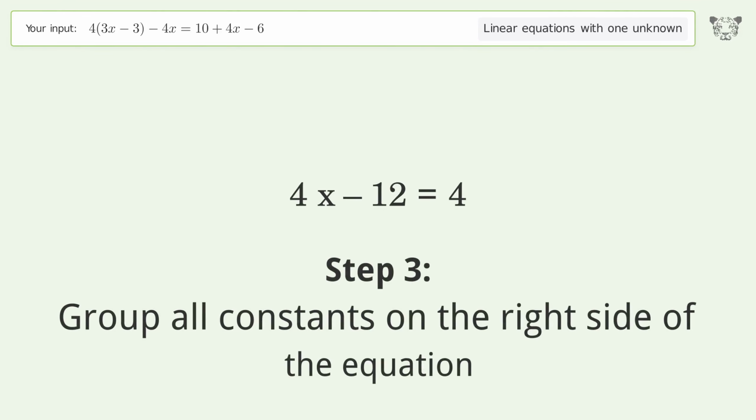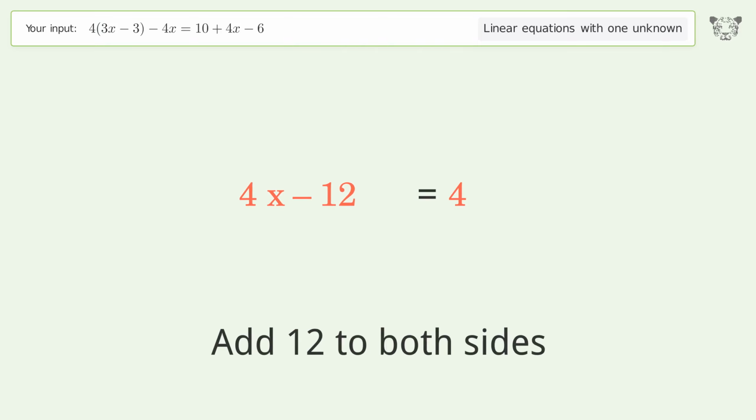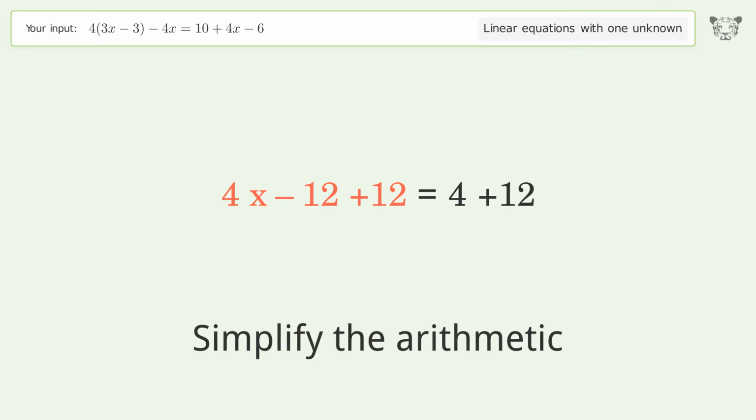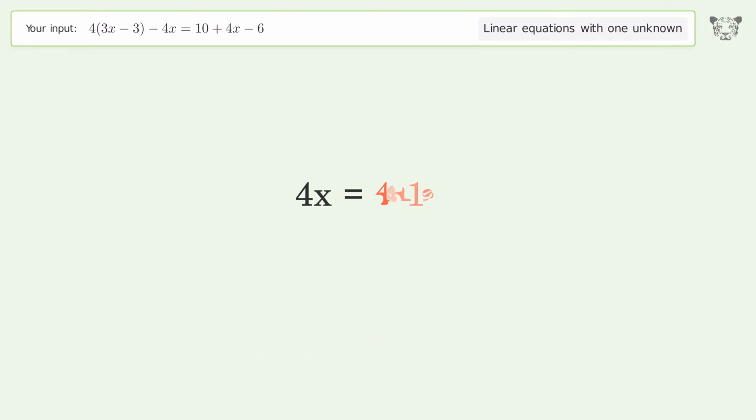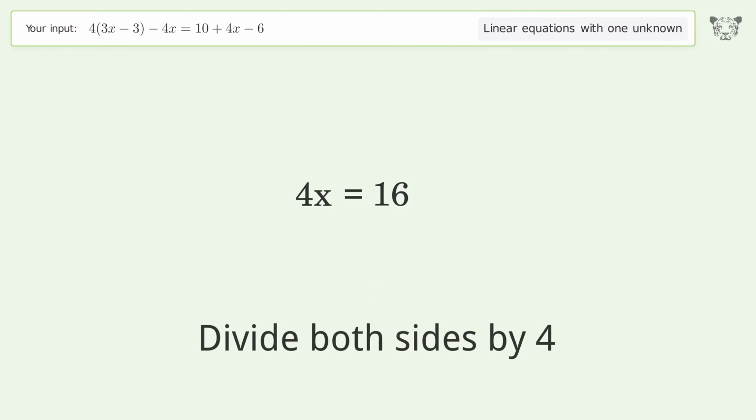Group all constants on the right side of the equation. Add 12 to both sides. Simplify the arithmetic. Isolate the y. Divide both sides by 4.